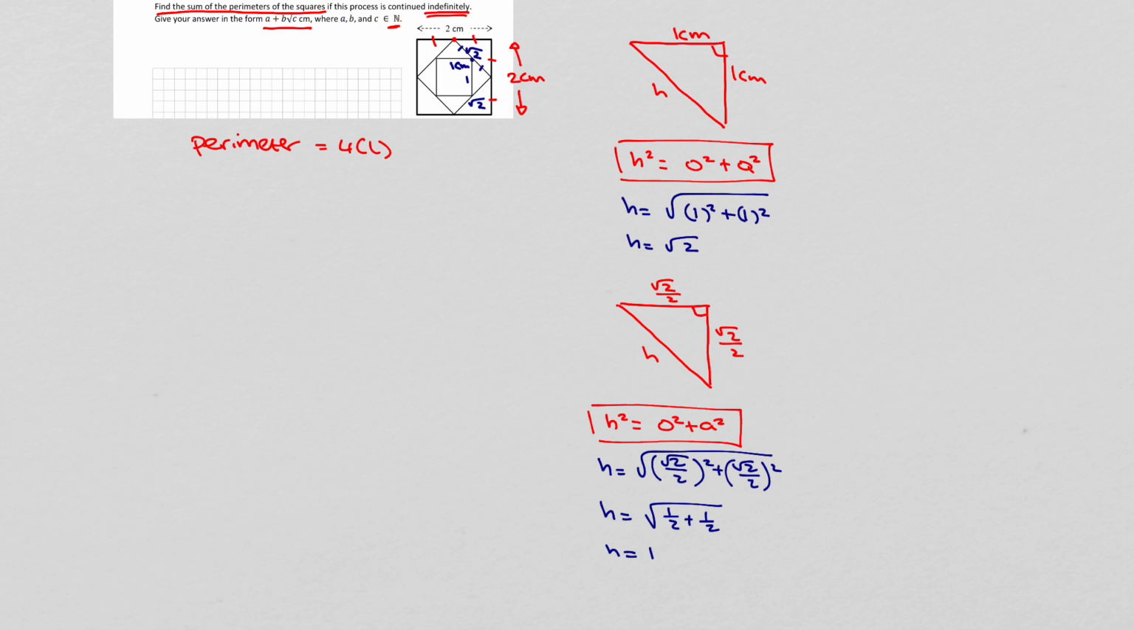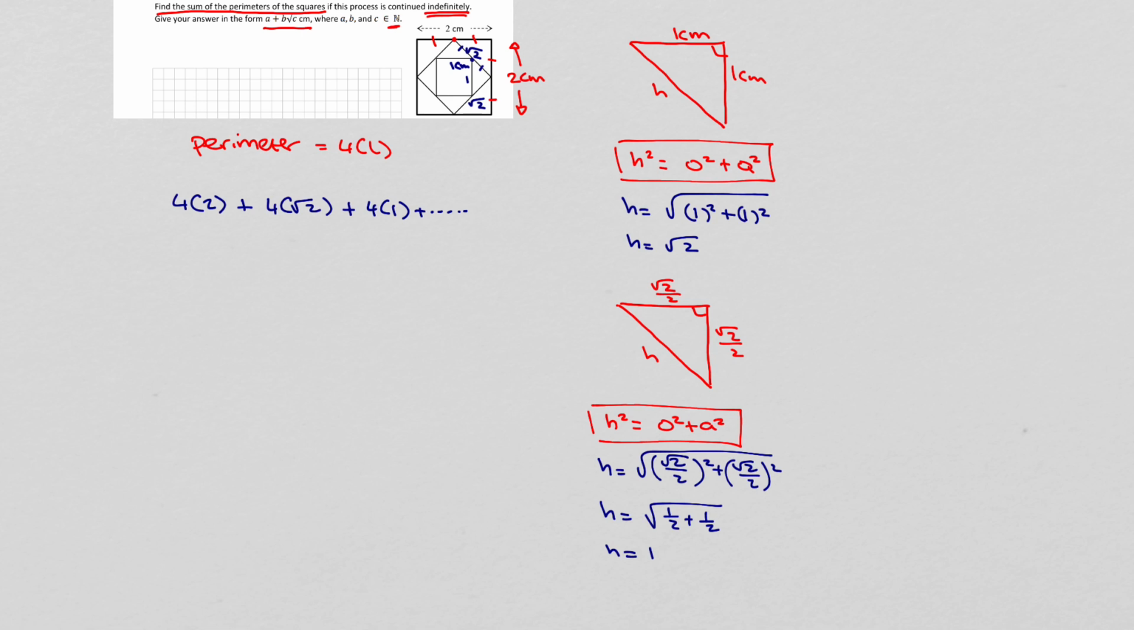So if we look at the pattern then, what we have is the sum of our perimeters of each of these squares reducing in size. Well, the first one is 4 times our width, which is 2 centimetres, plus the next one was 4 times the length, which is root 2, and the next one is 4 times 1, and that process continues indefinitely, in other words, to infinity. So we can see that we have a common ratio here, and therefore it is a geometric series to infinity.